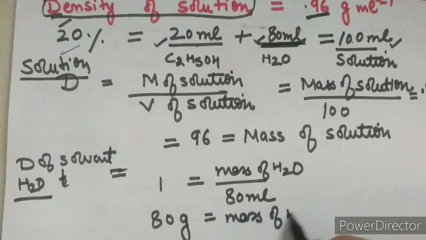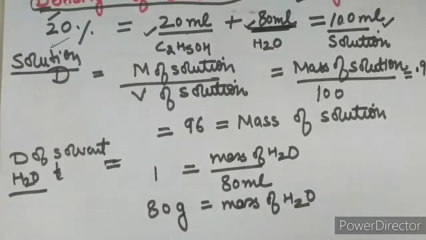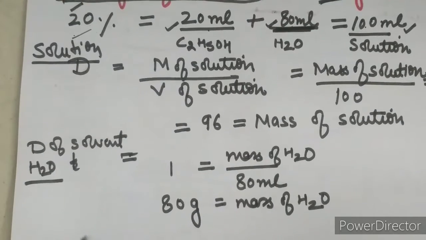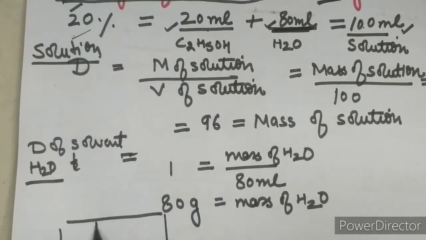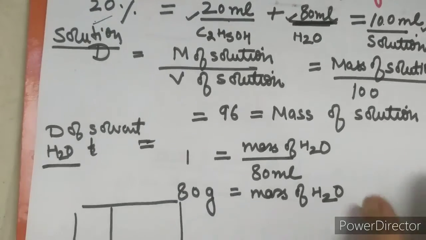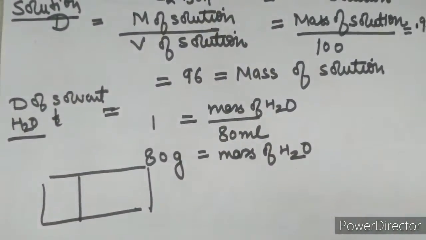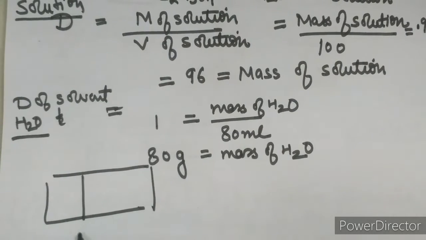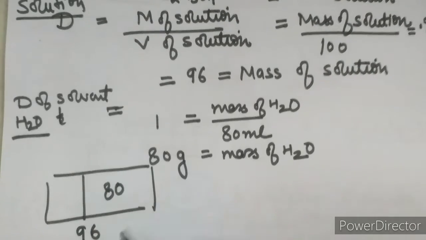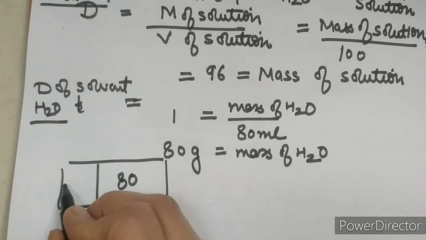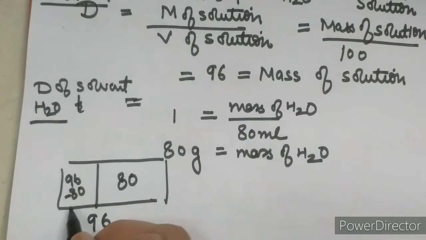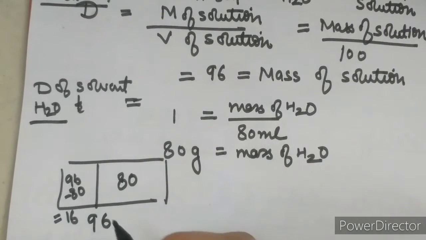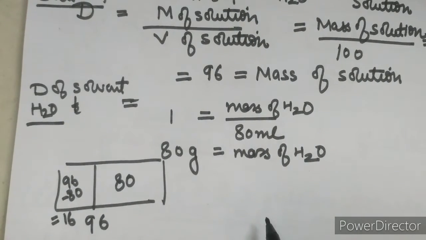So we have the mass of solvent, we have the mass of solution, and we know solution means solute plus solvent. So what is the total mass of the solution? The total mass of the solution is 96, out of which 80 is water. So the solute will be 96 minus 80. What is 96 minus 80? This comes out to be 16. So the solute is 16 grams.